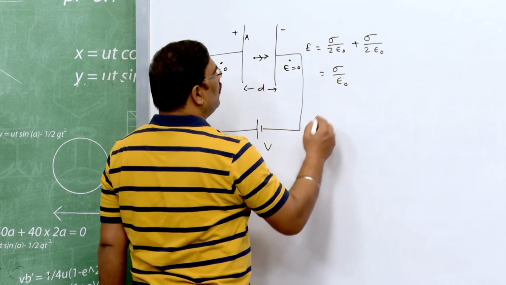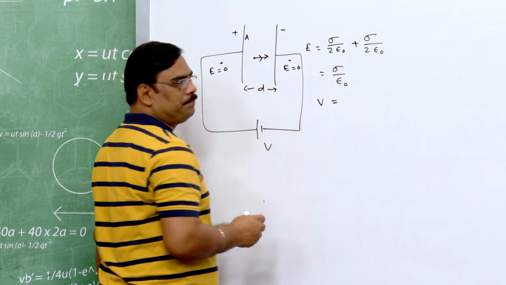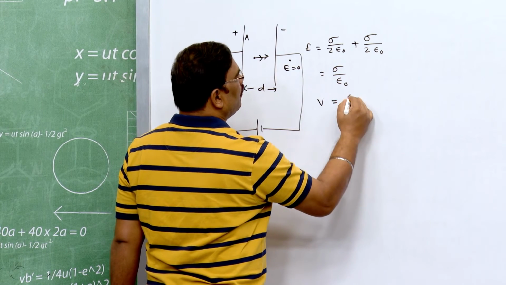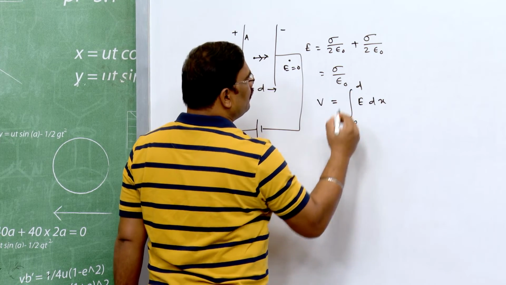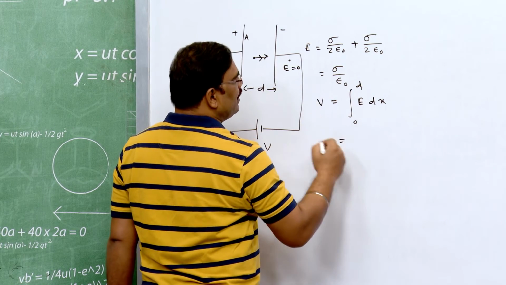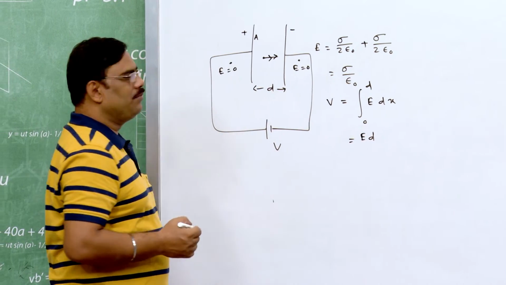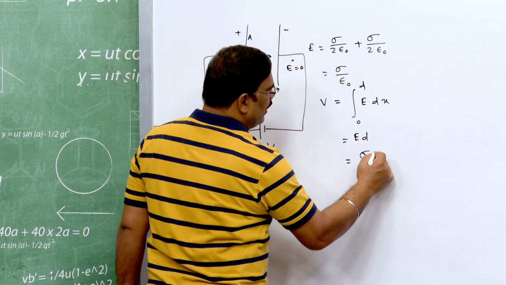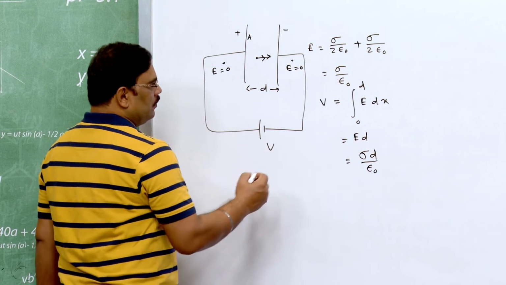So, therefore, the potential difference V equals the integration of E dx from 0 to d, and since E is a constant, this will give you simply the potential difference V equal to E d. So, this is equal to sigma d divided by epsilon 0.